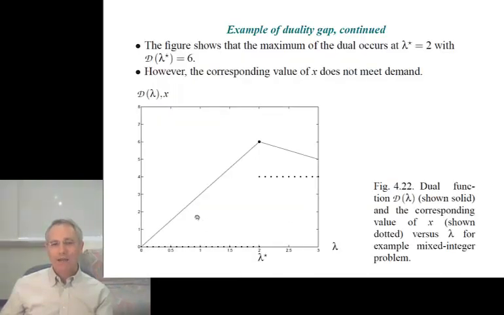So we can think of maximizing the dual function over values of lambda, and it turns out that the dual maximizer is lambda star equal to 2. And at that point, the dual evaluated at lambda star is 6. Remember that the original minimum was 7, whereas the maximum of the dual is 6. That means we have a duality gap. And furthermore, the corresponding value of x corresponding to lambda star equal to 2 does not meet demand.